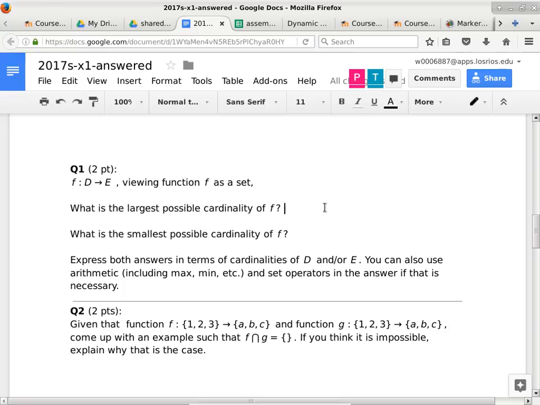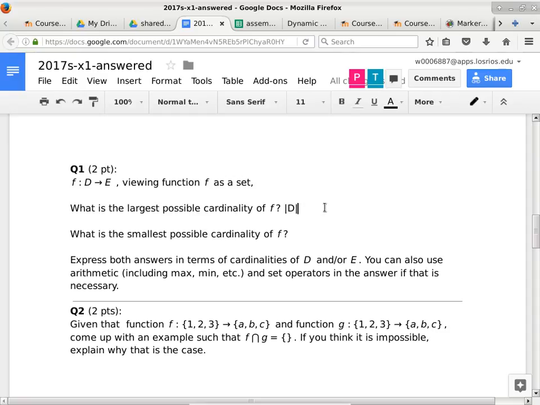The cardinality of D is the correct answer. Because the cardinality of the function has to be the same as the cardinality of the domain. Why is that the case? Okay, this is the answer. The answer is just |D|, but why?